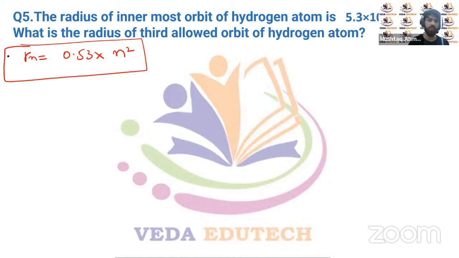So we can say that for n equal to 1, we have the value for R naught, that's the proposed radius. That's 0.53 angstrom, and this is in the units of angstroms.